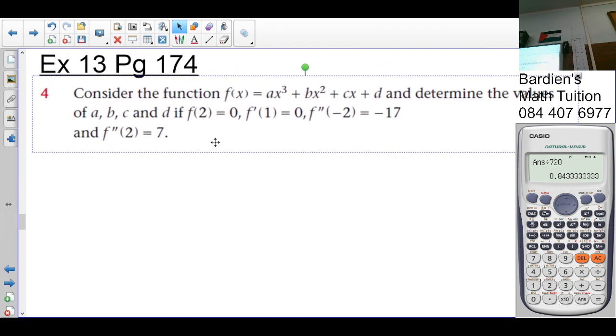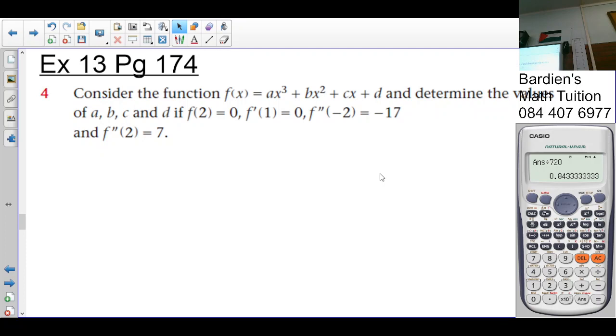We are given: consider the function f of x equals ax cubed plus bx squared plus cx plus d, and determine the values of a, b, c, and d. If f of 2 is 0, f prime of 1 is 0, f double prime of negative 2 is negative 17, f double prime of 2 is 7.